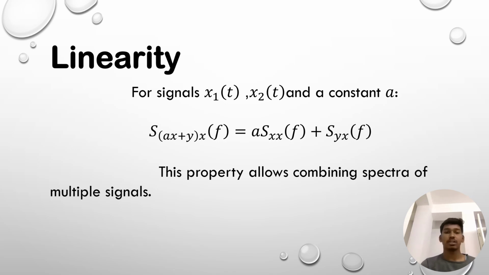Let us consider two signals or two random processes x1 of t and x2 of t, and a is a constant. Let us consider the cross spectrum of ax plus y: S of ax plus y of f is equal to a Sxy of f plus a Syx of f. This property allows combining the spectra of multiple signals.